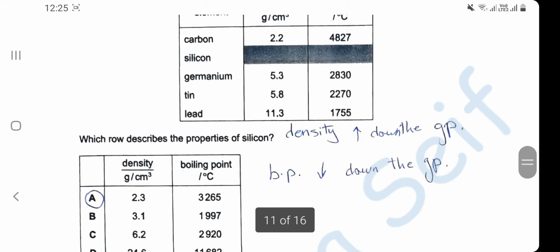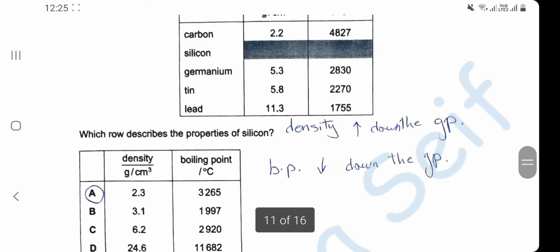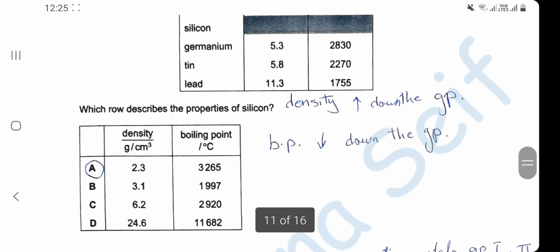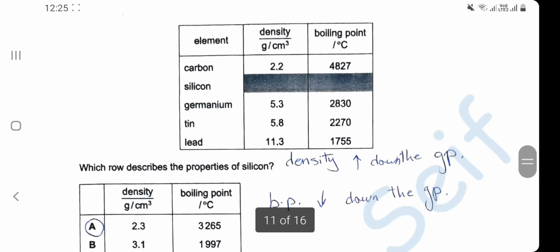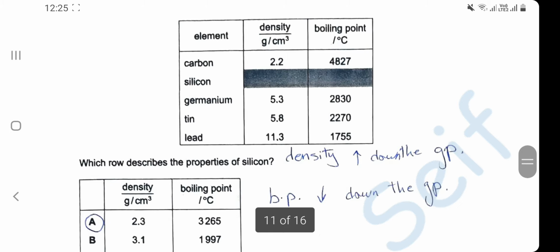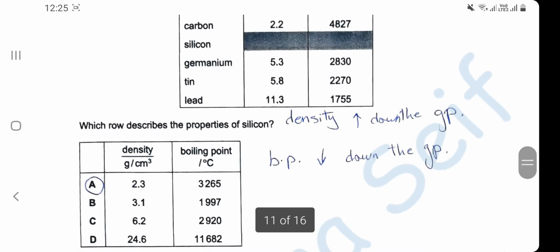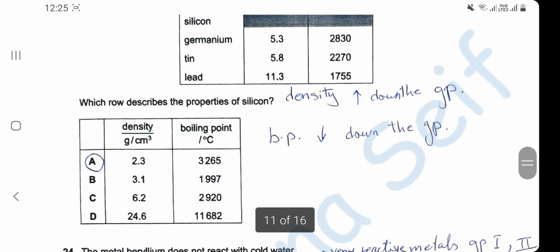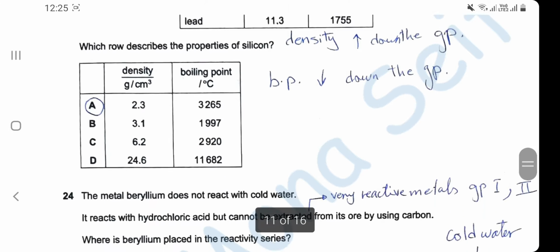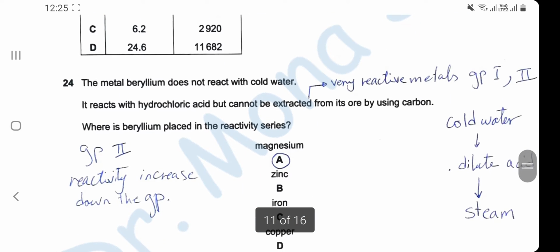So the density of silicon will be higher than 2.2 and smaller than 5.3. We have 2 numbers here only. The first 2 answers, A and B, are smaller than 5.3. And for the melting point, we have to choose a number that's smaller than 4,000 and bigger than 2,800. And this will give you one number here, which is 3,265. So the correct answer will be A. Question 24.